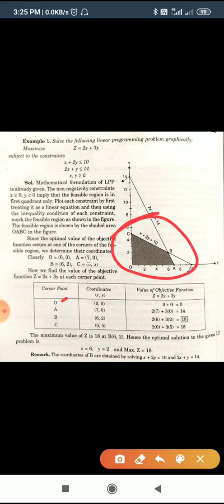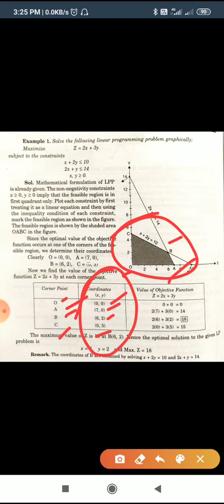Using the point corner method, we find the corner points of this shaded area. First point is O, and the coordinate of this point is 0, 0, and second is A, and the coordinate of A is 7, 0. Third one is B, and the coordinate of this point is 6, 2, and at C, x is 0 and y is 5.